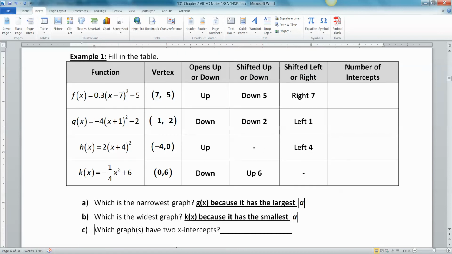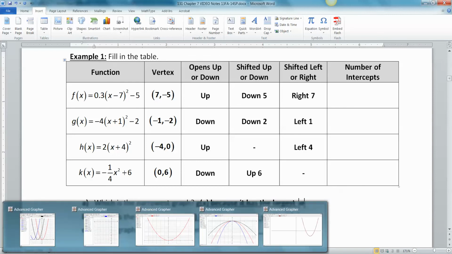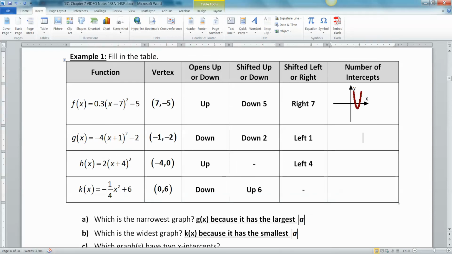All right, now we get to the intercepts. And so what I want to do is kind of make a quick sketch here. This one has been moved right and down, and then it's opening upward like that. So let me grab a quick sketch of that graph. Hold on. It would look like this, right? You moved right and downward, but you're opening up. So it's going to have two intercepts.